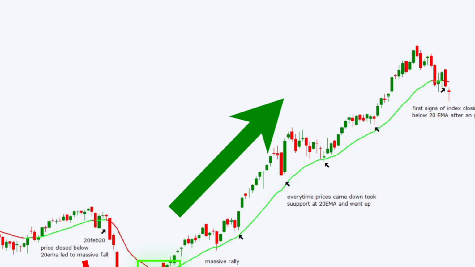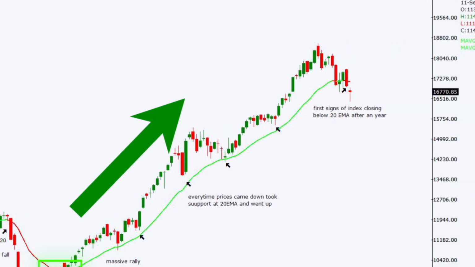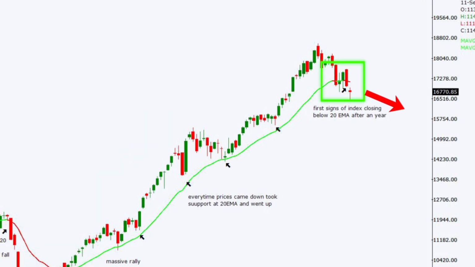As we are talking right now, for the first time in the last so many months, we are seeing Nifty showing signs of closing below the 20 moving average. This is a very, very significant thing because this has never happened in almost the past 1 year.